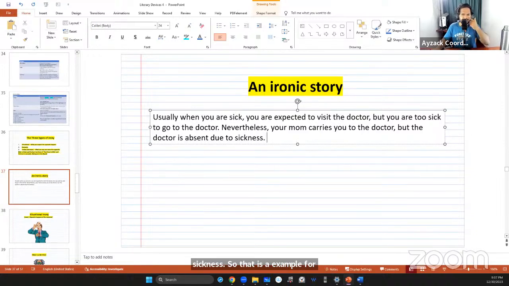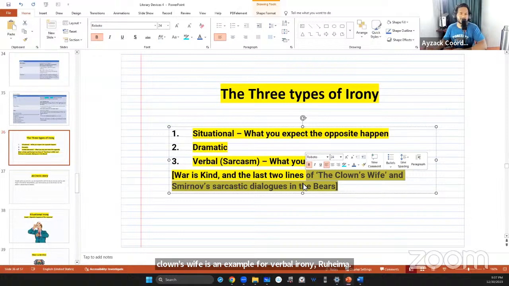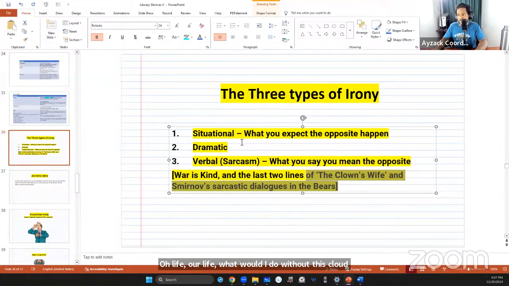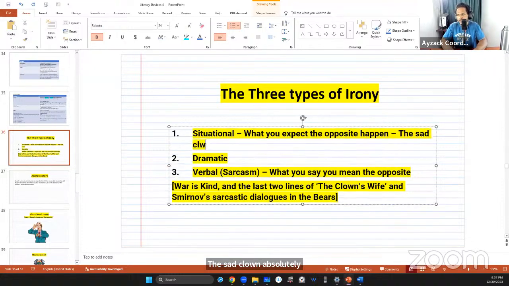You never expect the doctor to get sick, right? The Clown's Wife is an example for verbal irony, Ruhaima. Verbal irony is found at the end of The Clown's Wife: Oh, life, our life, what would I do without this clown of a wife? You're right. The sad clown is an example for irony. Well done. Situational irony. The sad clown in The Clown's Wife.